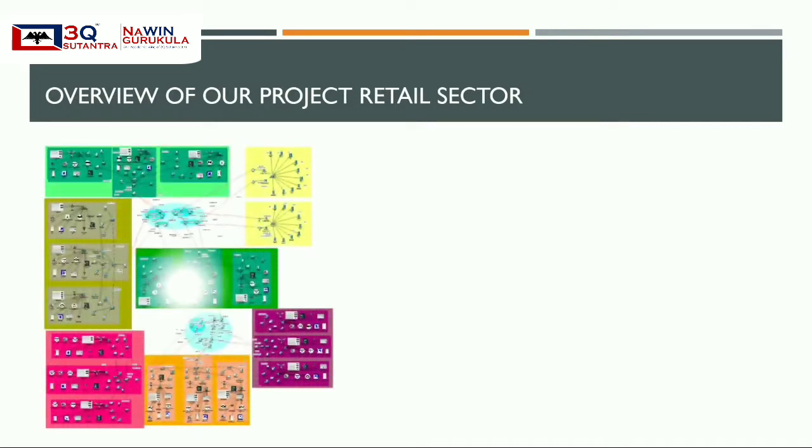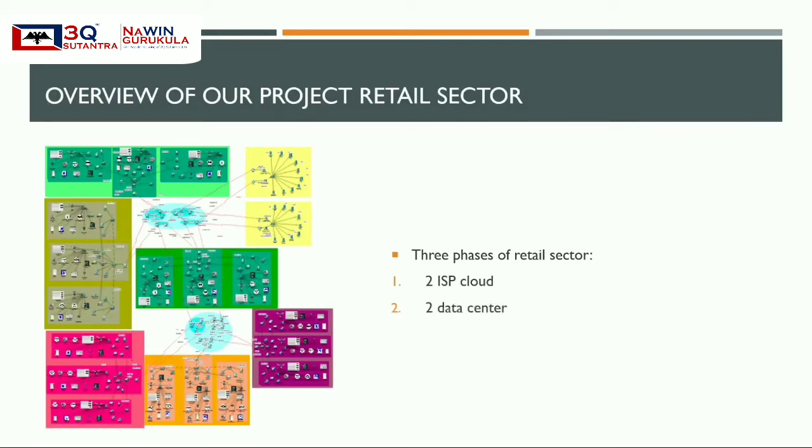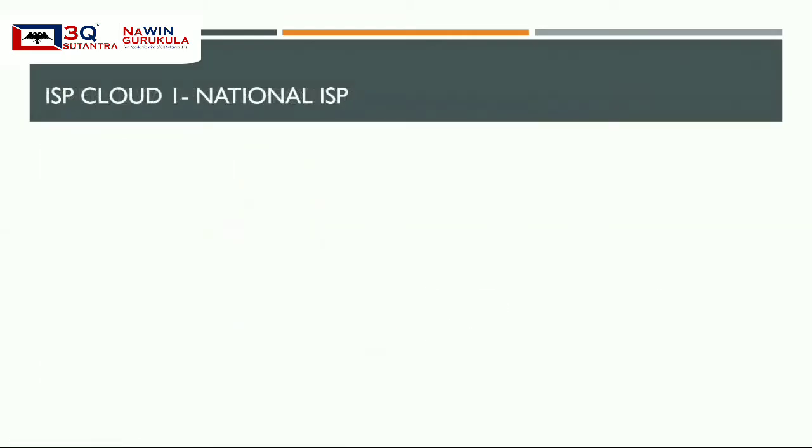This is the overview of our project. There are three main phases in our project: two ISP clouds, two data centers, and the branches. Here we are using 6 branches in total. Next, coming to ISP Cloud 1.